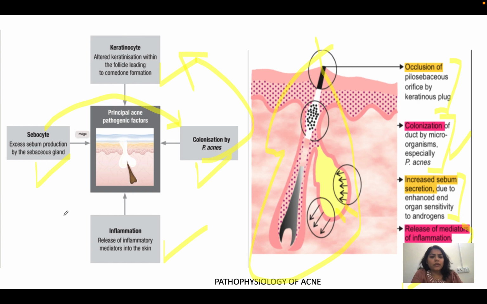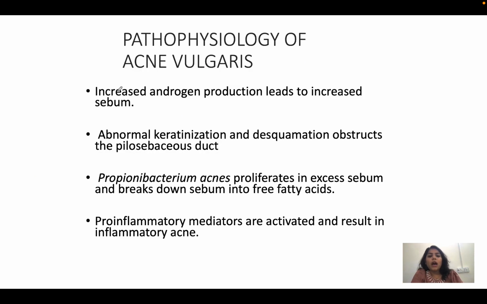So increased androgen production leads to increased sebum. Abnormal keratinization and desquamation obstructs the pilosebaceous duct. P. acnes proliferation in excess sebum leads to breakdown of sebum into free fatty acids. Pro-inflammatory mediators are activated and result in inflammatory acne.